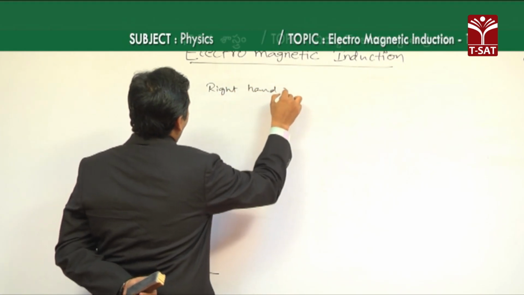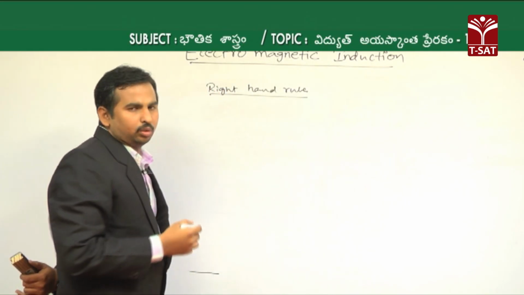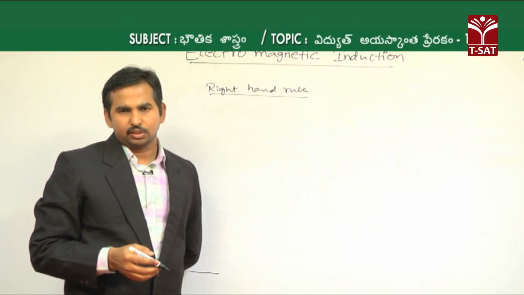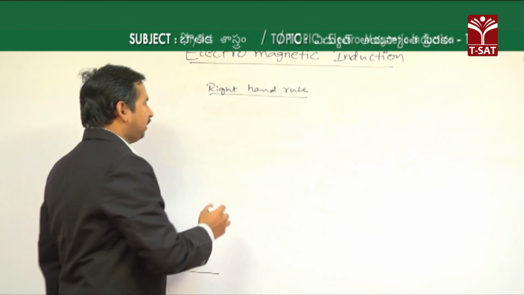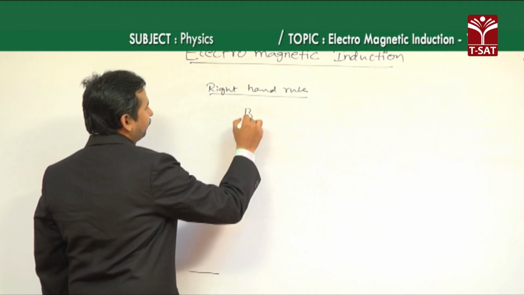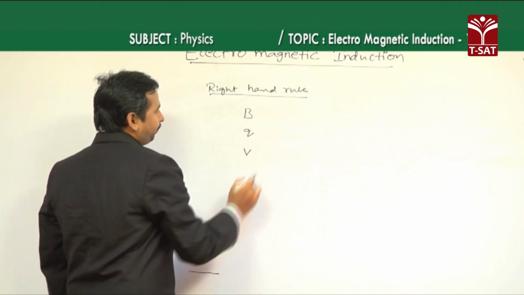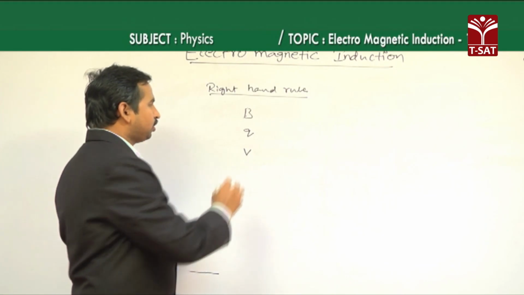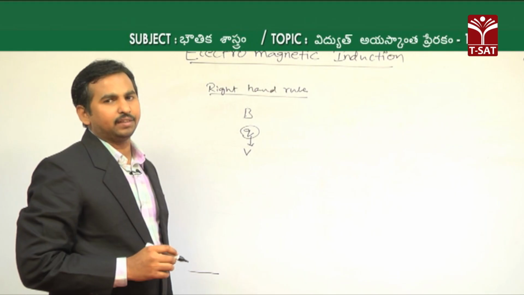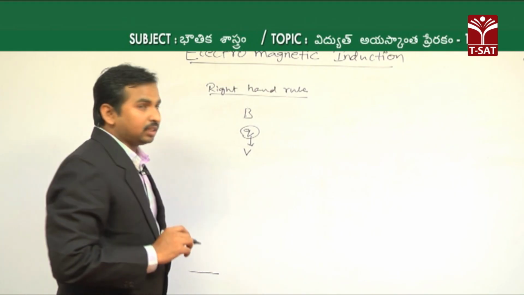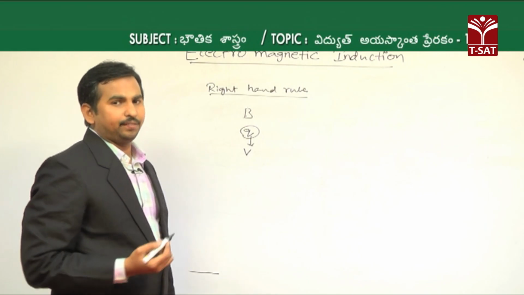This is called the right hand rule. According to this right hand rule, here is how to take the direction of force. We have the magnetic field B, and the charge Q moving with a velocity V. Here the charge is moving perpendicular to this magnetic field strength.